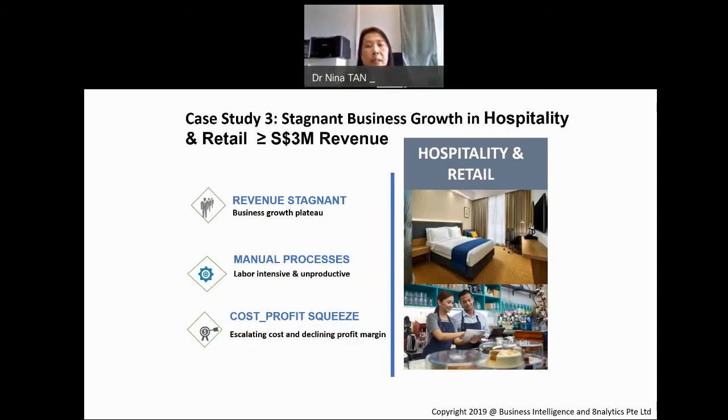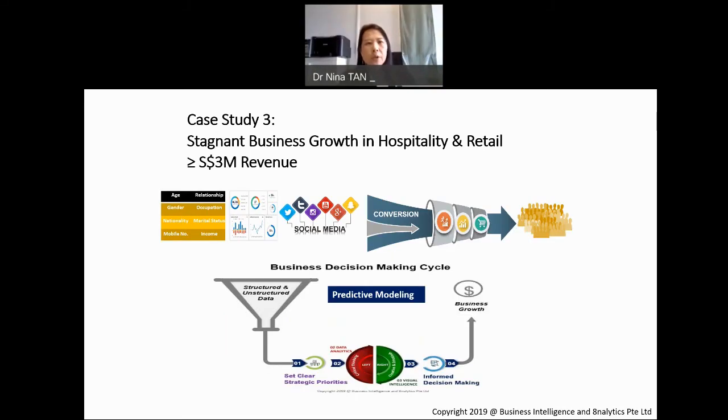The third case study is about hospitality, trading, retail. Some of you came from there. Above 3 million revenue in this particular case. And it was a hotel, actually. And they had branches of shops and food and beverages. The revenue was getting a little bit stagnant, and the processes were still semi-manual.